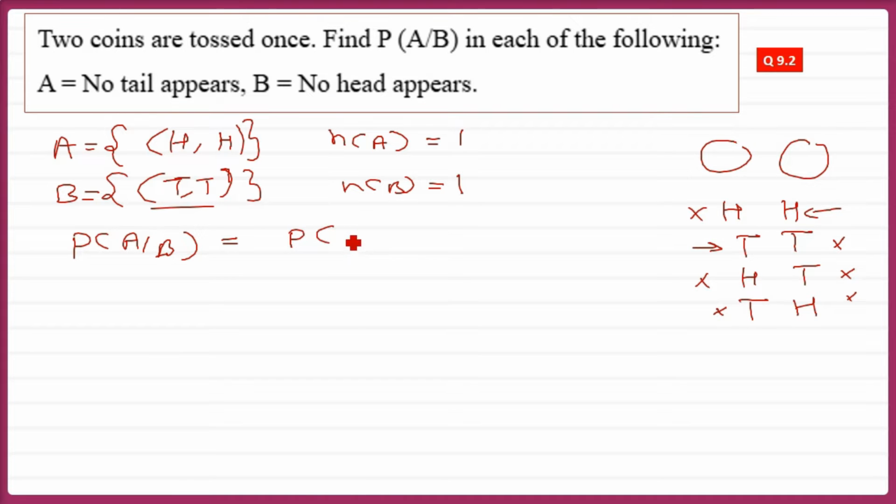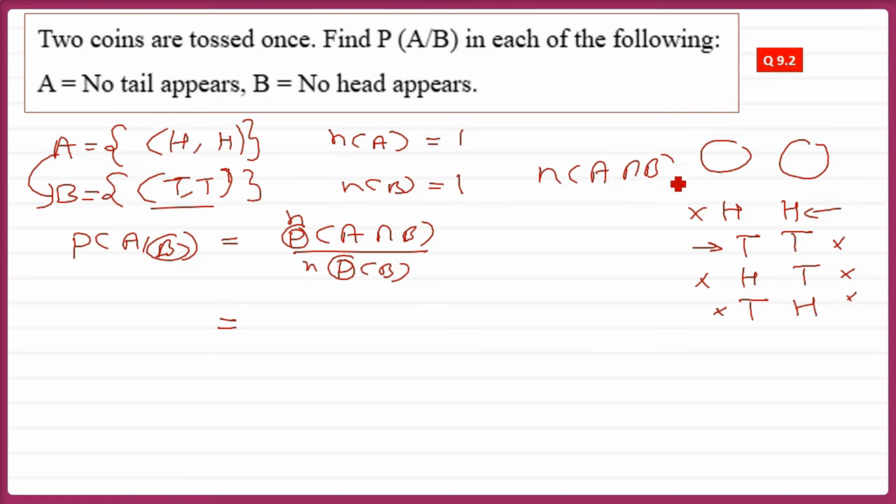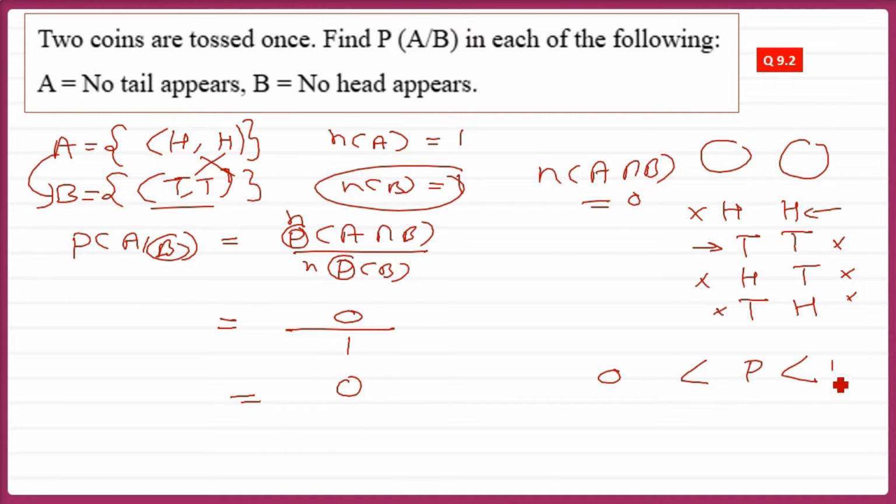So P(A|B) is P(A intersection B) divided by P(B). You can write N also here, because computation will be through N only: the number of elements in A intersection B. Now what is the commonality? Nothing is common. So N of A intersection B is 0. There is nothing common, so this will be 0. The number of elements in B will be 1, so let's write 1. It will be 0. So probability always lies between 0 and 1, inclusive.